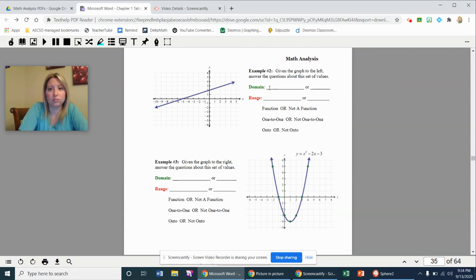I'm not going to do both. I'm just going to type here because again, this one's nice and easy, right? What's the domain? All real numbers. What's the range? All real numbers. Fantastic.